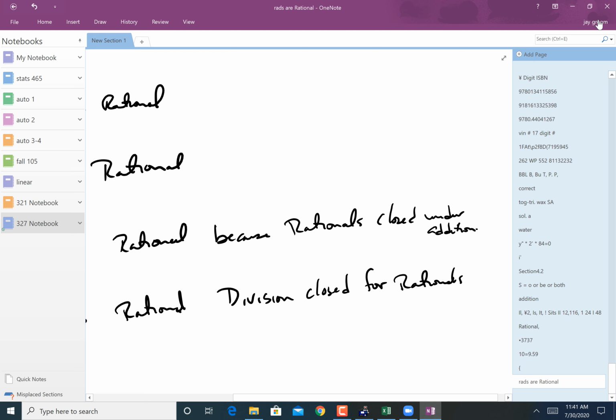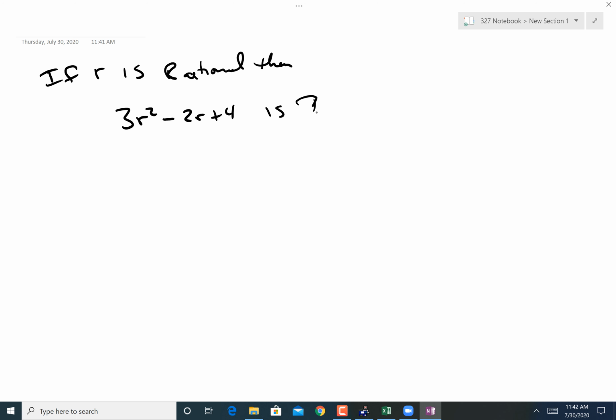Let's try this one here. This sounds fun. So if r is rational, then 3r squared minus 2r plus 4 is rational. So you know that this has to be true, but let's think about why that has to be true. So when I do this, I think to myself, well, wait a minute.